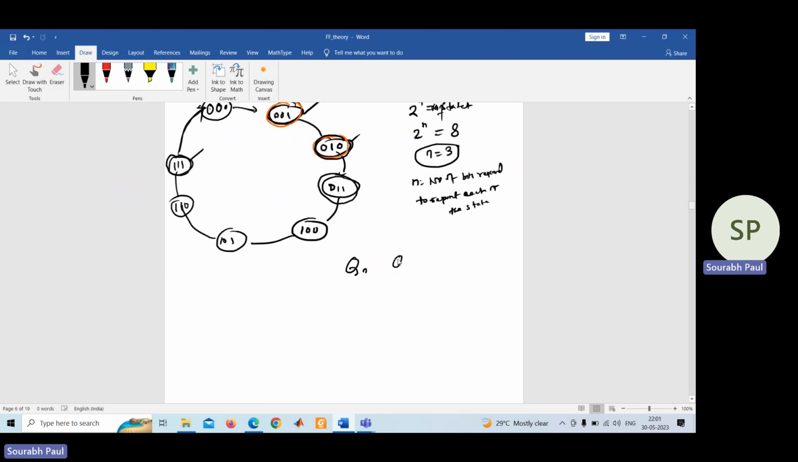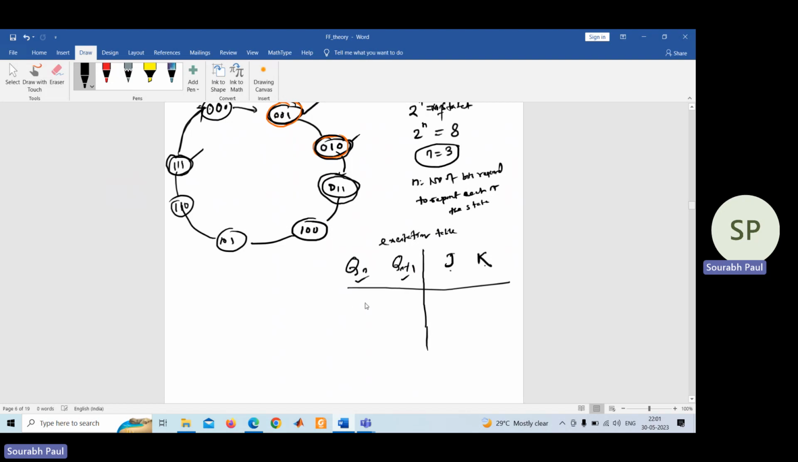If you know the value of Qn and Qn plus 1, meaning if you have the present state value and the next state value, from there you need to determine the value of input J and input K. This is known as the excitation table. So you need to know the excitation table of the JK flip-flop, then only you can design this.